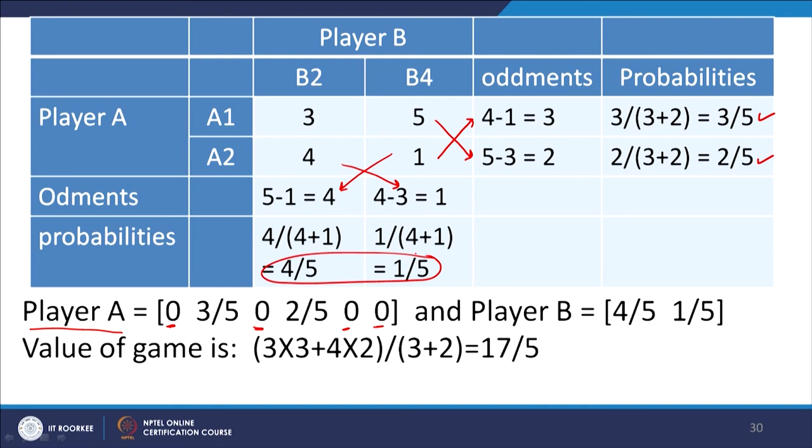Also, we can calculate the value of the game by using the formula for the oddments method, which is given by 3 multiplied by 3 plus 4 multiplied by 2 divided by 3 plus 2, which gives me 17/5, and that is the value of the game. So this brings us to the end of this lecture on games without saddle point. Thank you.